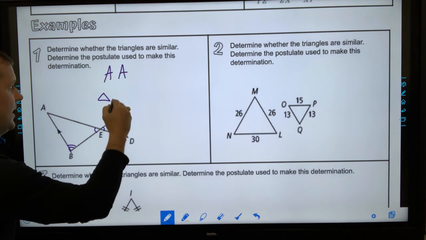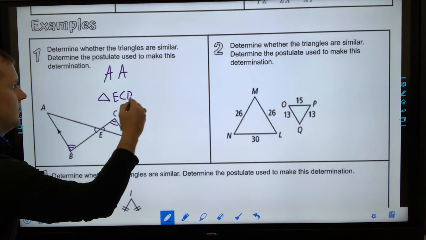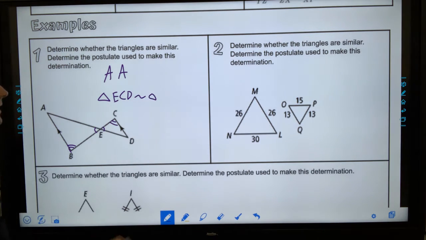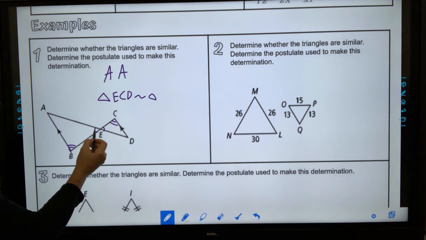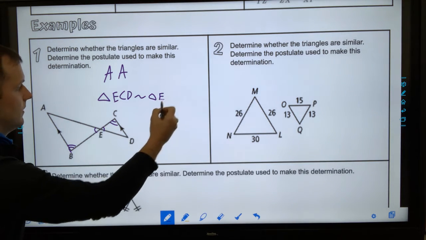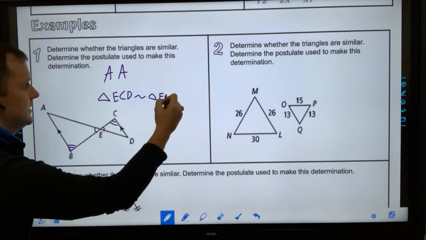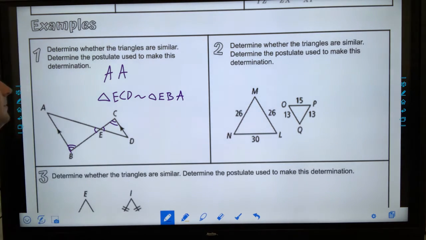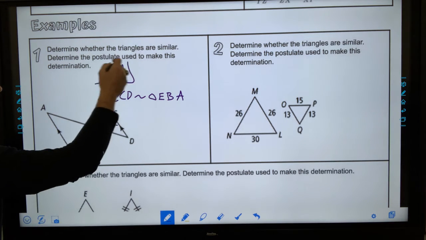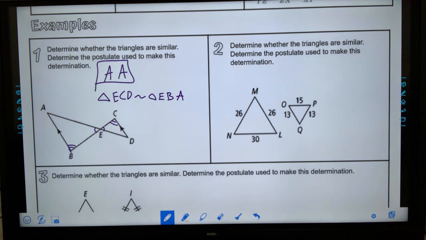So I could say triangle ECD is going to be similar to triangle, and I have to write the same corresponding parts. So E is going to be congruent to E, B is going to be congruent to C, and D is going to be congruent to A. So that means these two triangles are going to be similar to each other because of the angle-angle postulate, okay? Now let's go look at example number 2.